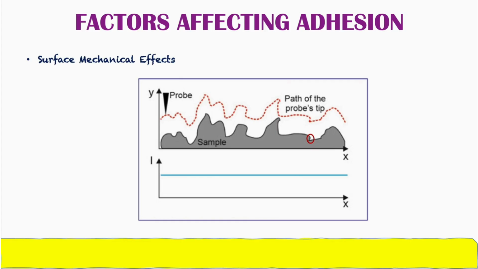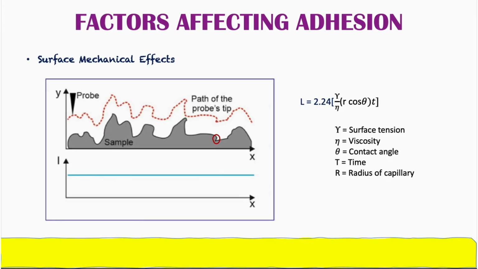The scale of roughness of the surface can vary from a tiny one to a bigger one, from microscopic to submicroscopic. The rate at which the liquid coating penetrates such pits, grooves and crevices is similar to the penetration of a liquid into a capillary or a micro scale, and it is given by L equals 2.24 times the square root of gamma r cos theta t over eta, where gamma is the surface tension, eta is the viscosity of the coating, theta is the contact angle, t is the time, and r is the radius of the capillary.